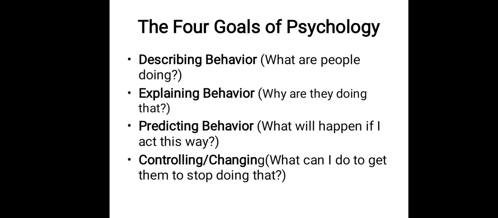And the fourth and last one is controlling or changing. Control or change, also known as influence, is all about what can I do to get them to stop doing it. So it's all about the control and the influence for a certain thing to happen. What certain things should be done for there to be a change. That's why it's called controlling or changing. It's all about what a certain person can do to change someone's behavior.